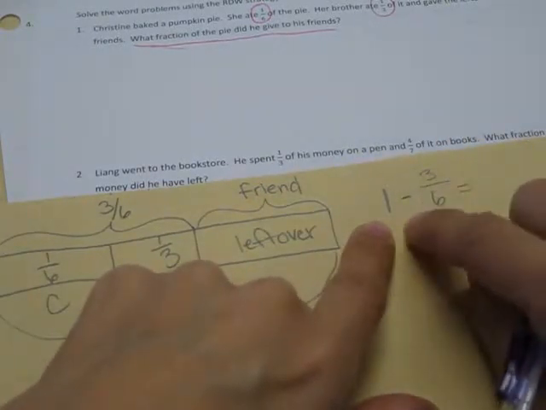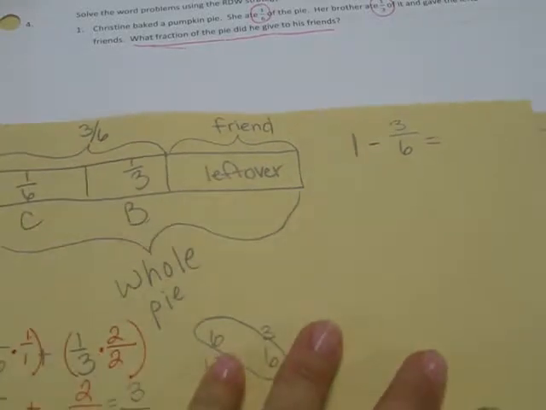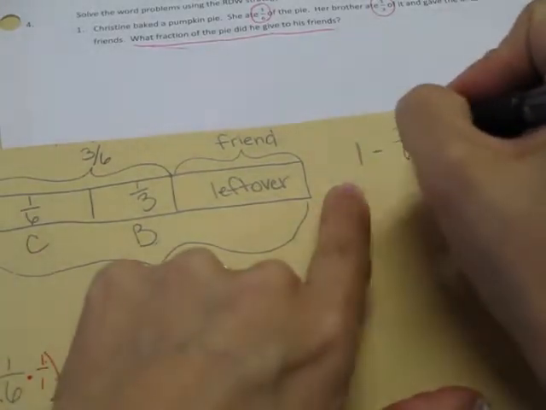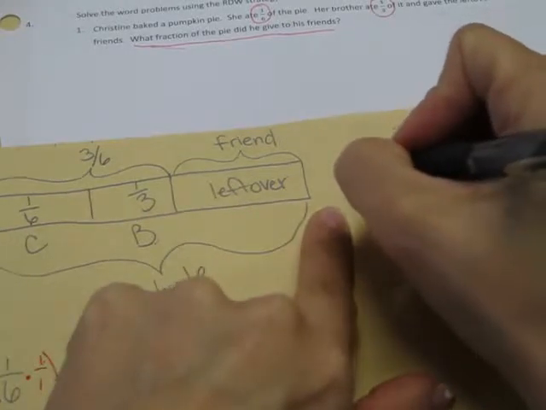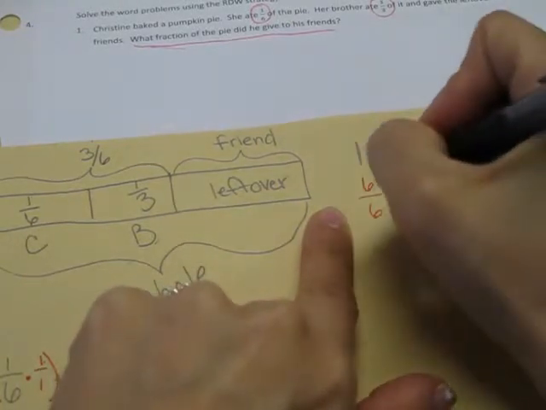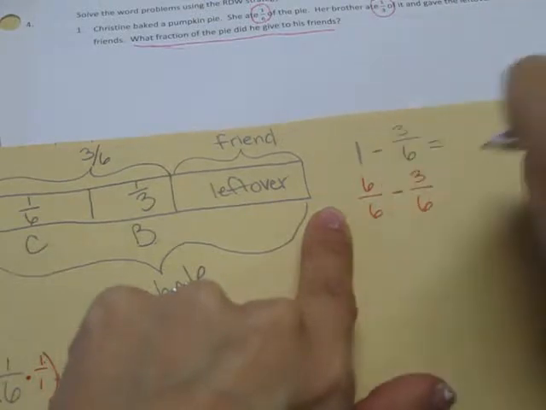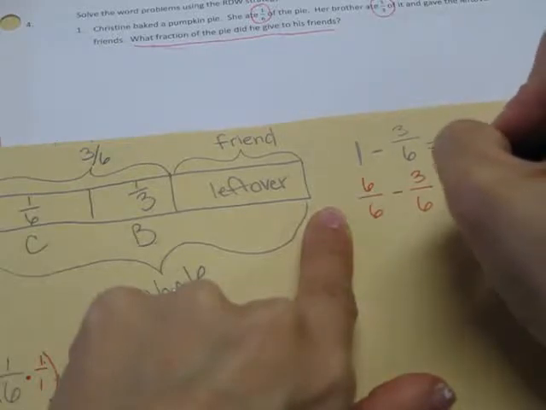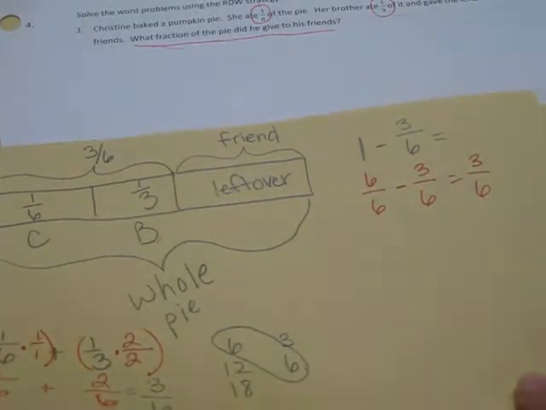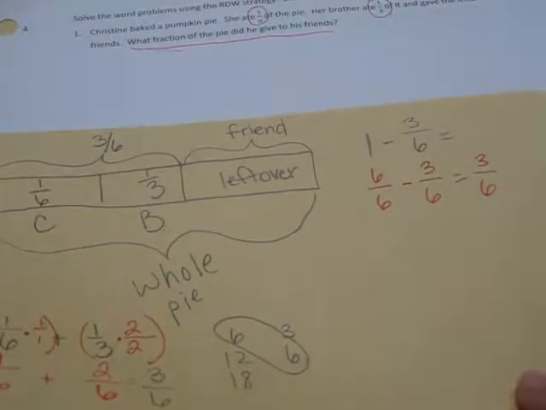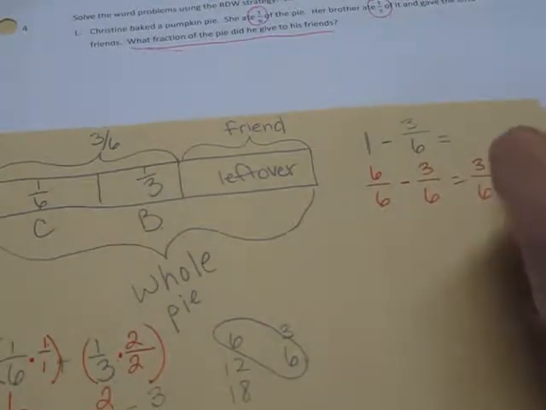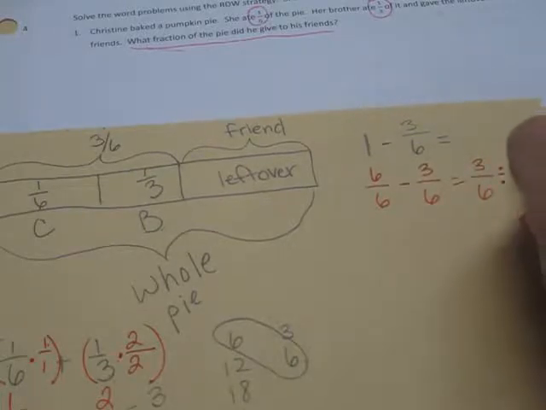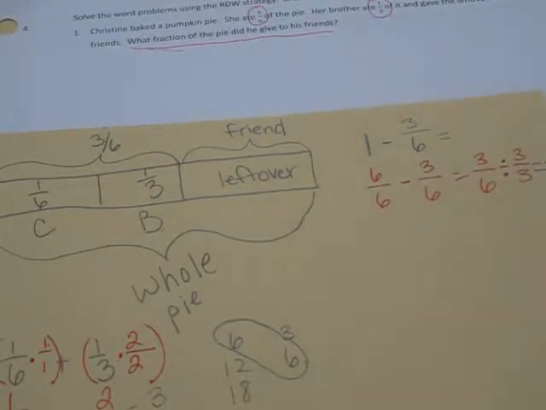So in order to take this away, remember we have to change that whole into a fraction. And so because this denominator is 6, I'm going to change this one into 6/6. And I'm going to subtract 3/6 from that. So 6/6 minus 3/6 is 3/6. However, I do need to simplify this. I can divide 3 and 6 both by 3. So 3 divided by 3 is 1. 6 divided by 3 is 2.